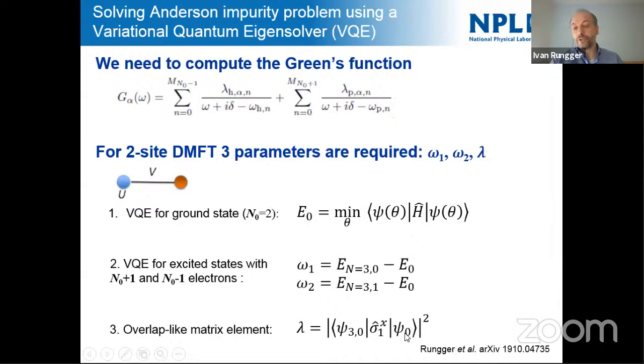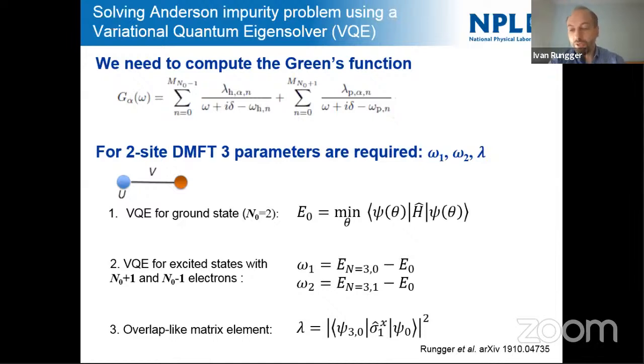Now, once we have these, there's just the overlap-like matrix element to calculate lambda, which is given by this equation here. So you need the wave function of the ground state with the Pauli X in the middle, and then the wave function of the 3-electron ground state. And this requires a circuit that is just a post-processing essentially. Okay, this is what we have done, and I will show you now the results for this.